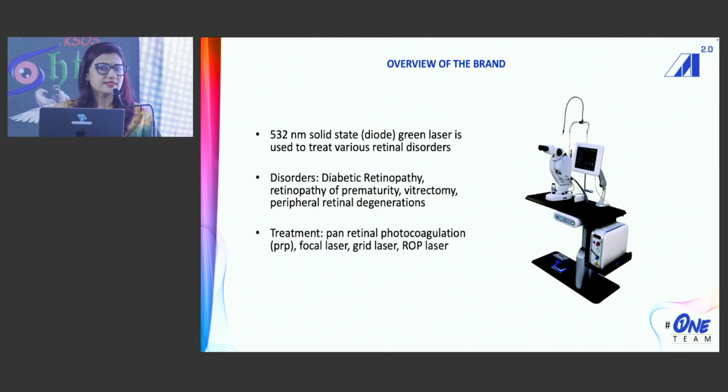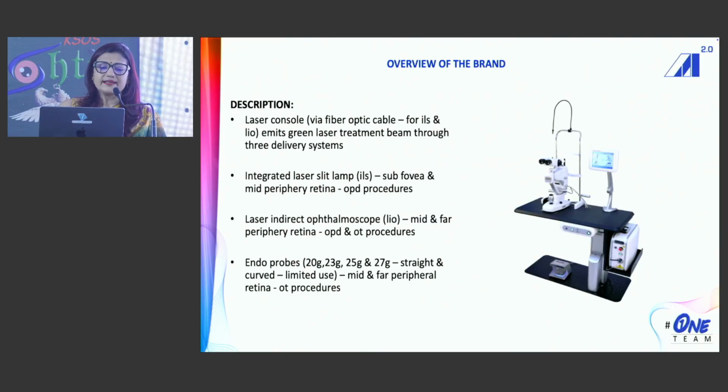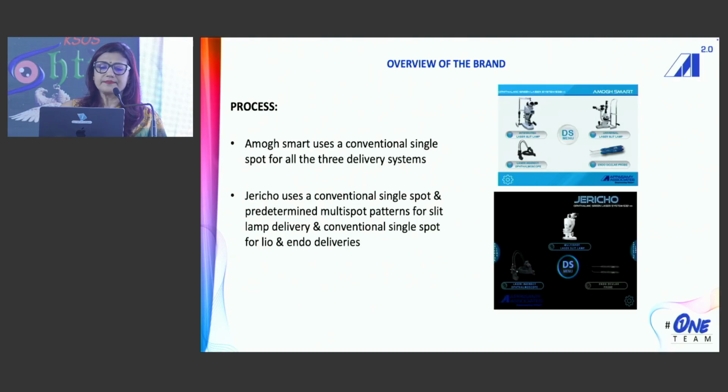So what is the laser? It is a 532 nanometer solid state diode green laser that is used to treat various retinal disorders. It comes with a laser console that emits the green laser treatment beam through 3 systems: the integrated slit lamp, the laser indirect ophthalmoscope for mid and far periphery, and the endoprobes for surgery.